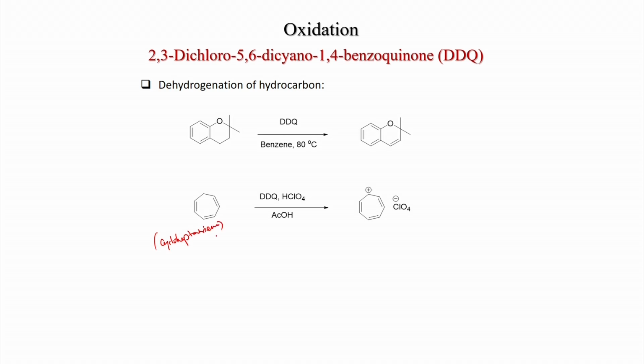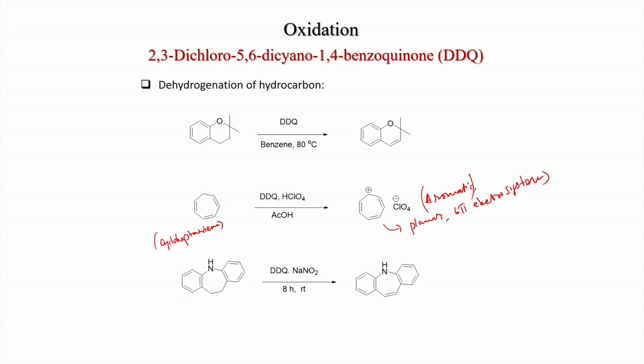and we know that this is not aromatic, but if you generate a carbocation, and this is very quickly possible if you treat with DDQ, HClO4, acetic acid, you get a carbocation and this is aromatic, because this is a planar 6 pi electron system. So, this is aromatic and so this process is very facile.